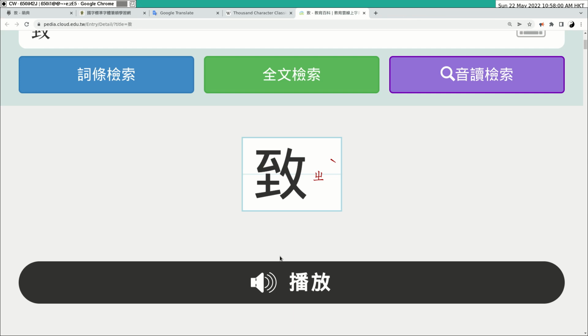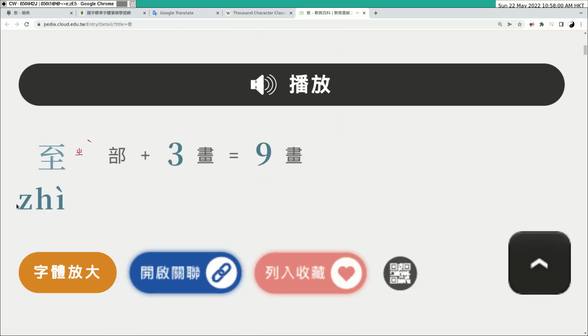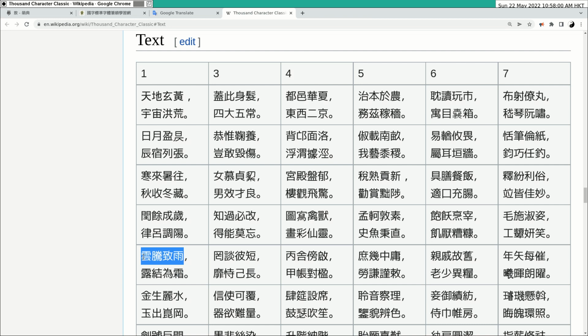The radical is 句部, this means the radical at the left. The ninth row. We are now here.